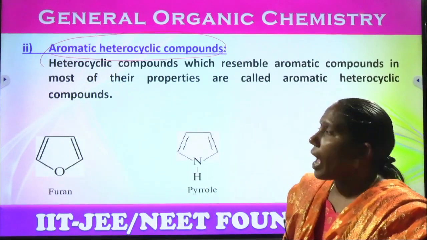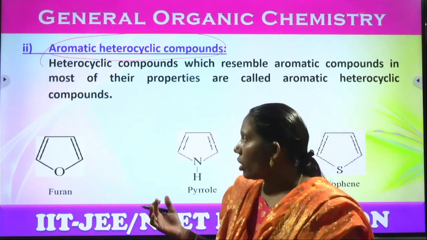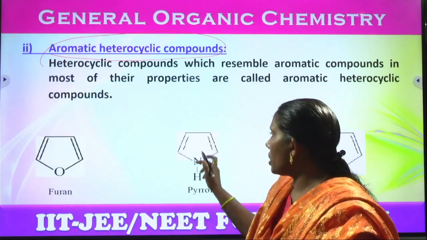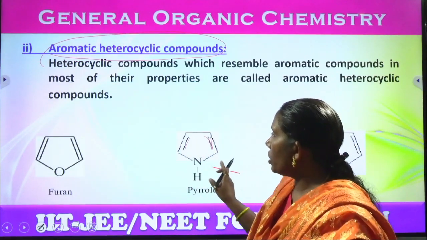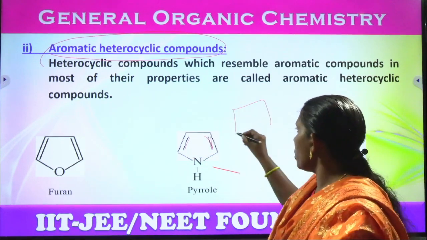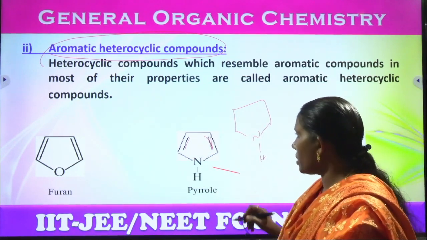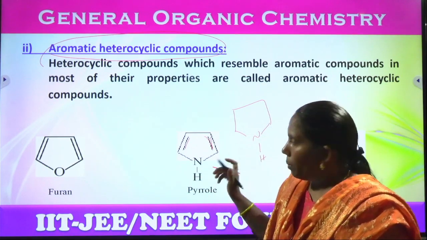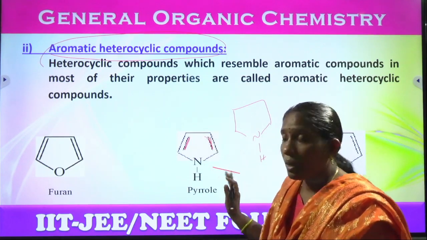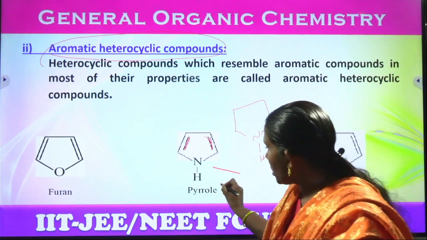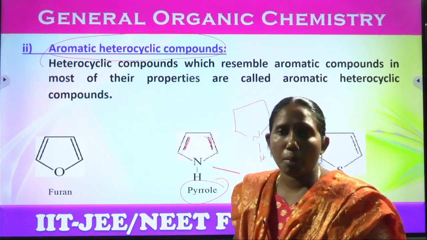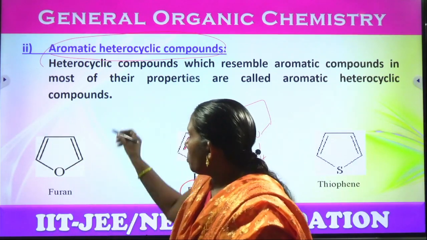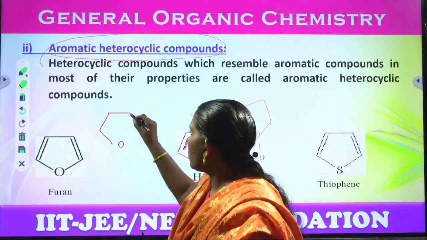Now come to the aromatic heterocyclic compounds, meaning alternate double bonds will be present. Here there are no double bonds, but here there is a double bond. Without double bonds, the previous structure with NH is pyrrolidine, an aliphatic compound, but here double bonds are present, so it is an aromatic compound. The name of this compound is pyrrole.